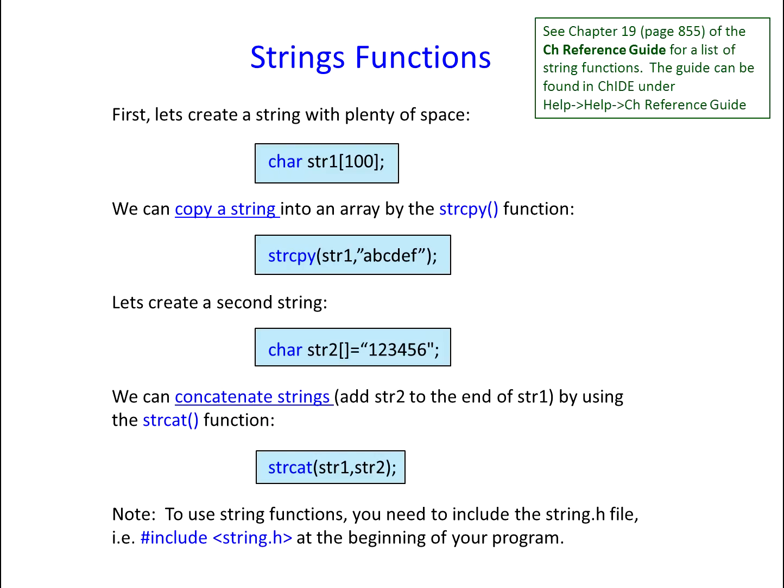To do that we need to use the string cat function. In this case it has two arguments. Well, the first is the destination string. It will take whatever's in string 2 and put it at the end of string 1. It actually removes that null character, puts in string 2 right at the end of string 1, and then adds the null character at the end. That's because string 2 already has that.